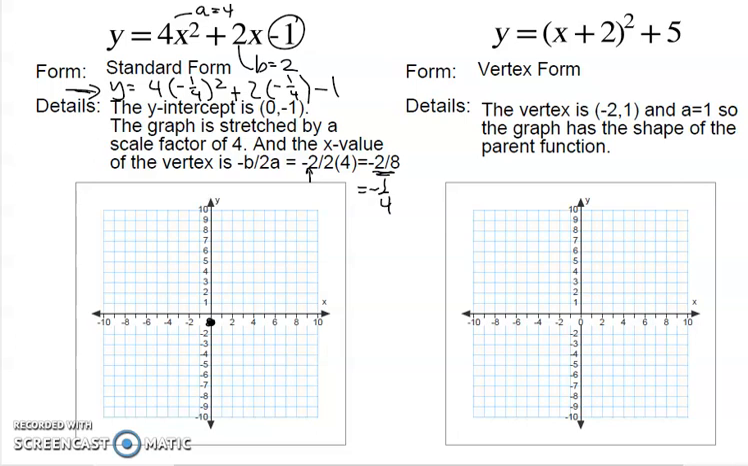For the last one, we have a vertex of negative 2, 5, the a value is going to be 1. So to get the -2, we're looking for a value that makes x plus 2 equals 0. So we're going to go left 2 and then up 5. The a value is 1, which means it's going to look like the parent function. So we're going to go right 1, up 1, left 1, up 1, and that will give us the shape of that parabola.